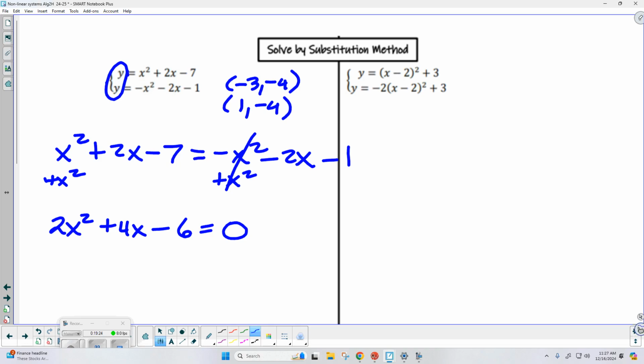Now, all I'm looking for are the values of x that are going to make this true. This is just what we did before. We could use the quadratic formula. We could go ahead and use factoring, or I could even use what? What's the only one I haven't mentioned? Completing the square. Okay. Now, before we do any of those, this one's kind of special. Anybody notice it?